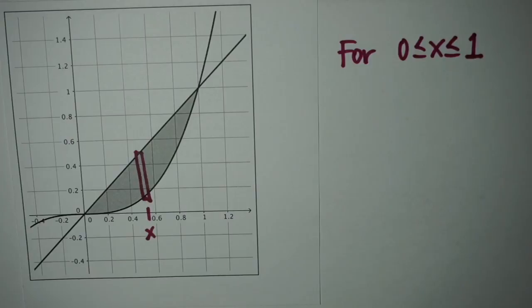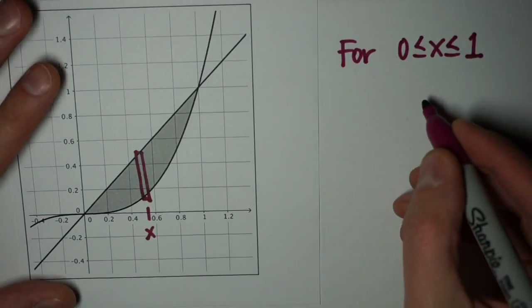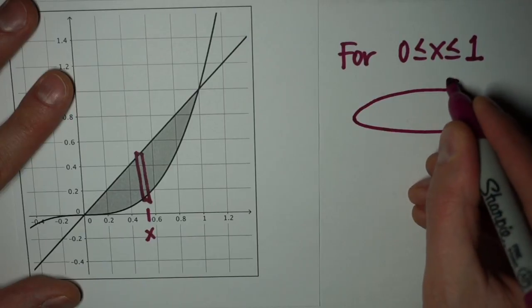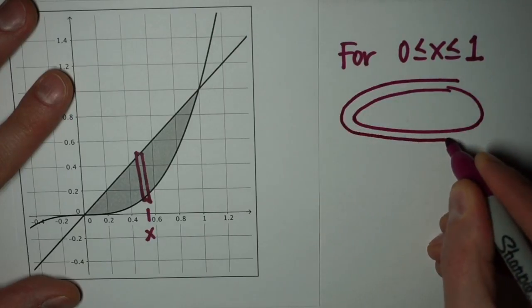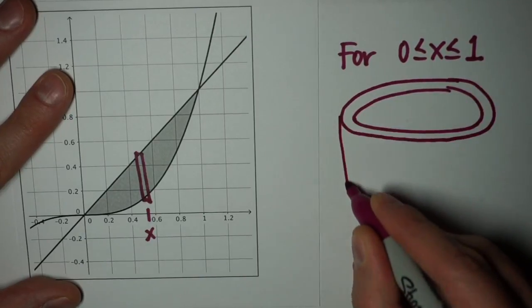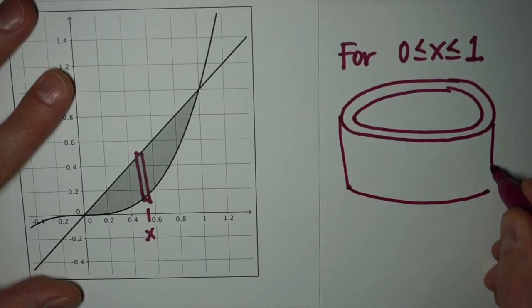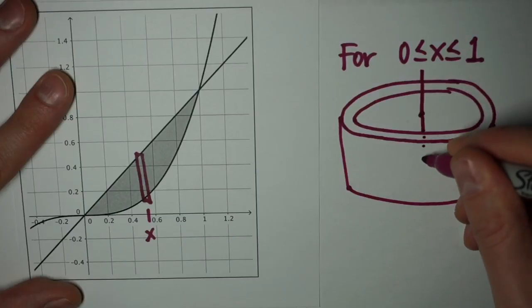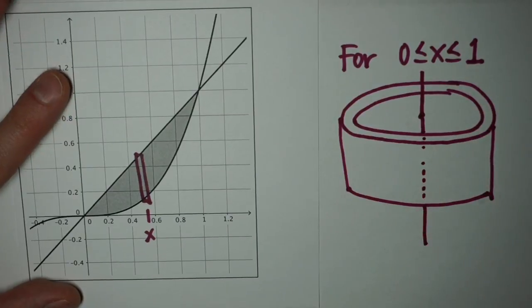Each of these, when I rotate them, is going to give rise to a shape, and the shape is going to be the shape of a cylindrical shell. It's going to be a hollow cylinder. So forgive the drawing, but it's going to look something like this. And this here is my axis of rotation, or the y-axis in this case.